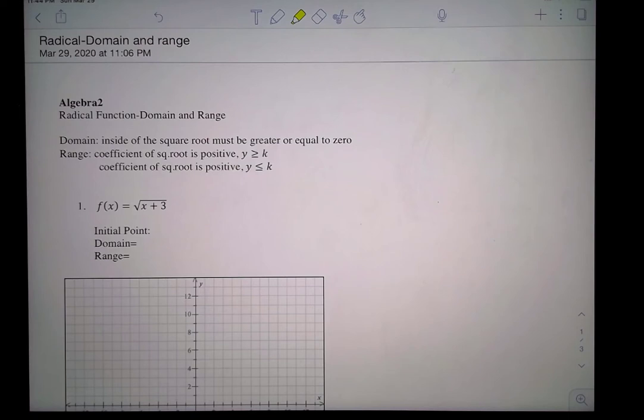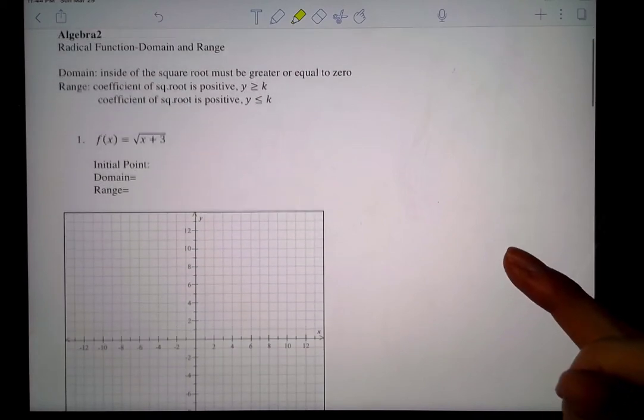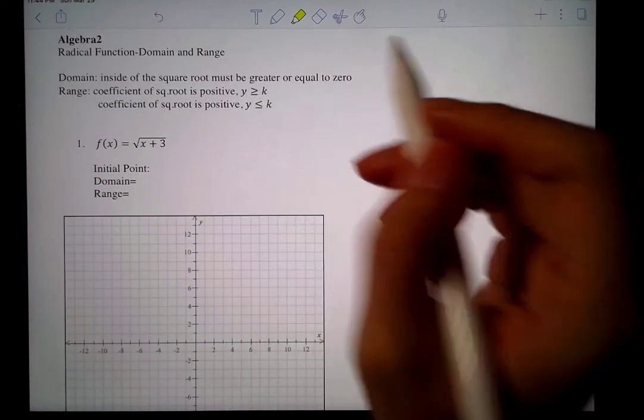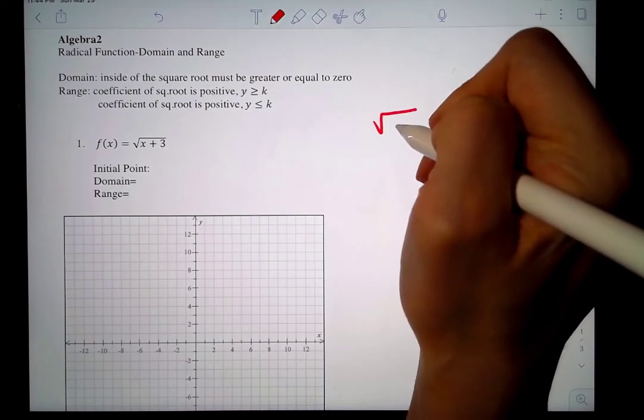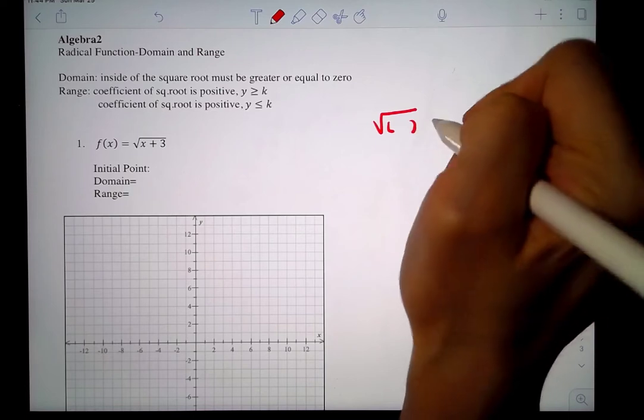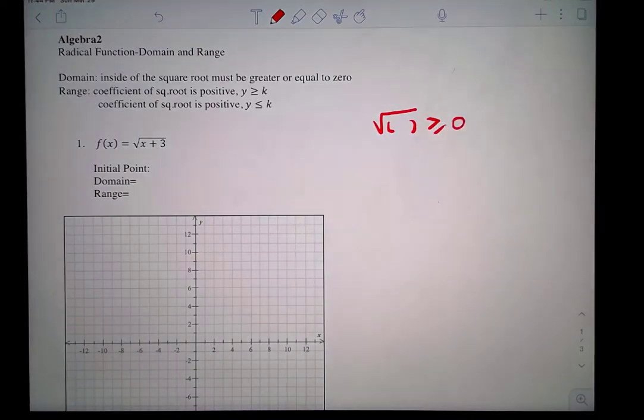Alright guys. So, Friday, you did the radical function graphing, right? And then today, because you know how to graph it, based on the graph, we will find the domain and range of the function. Okay? So, look at this. Because you already know inside of the radical, we cannot have a negative number, right? So whatever you get here is supposed to be greater than or equal to 0. That's your domain all the time, all right?